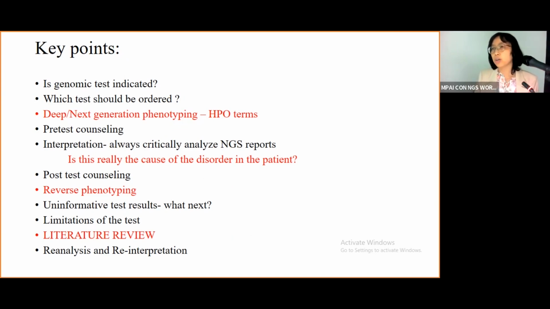Reverse phenotyping is a very good learning point for almost all disorders, because these disorders are very, very rare. You get to see only some cases in your lifetime. So you will certainly miss many phenotypic features, but once you go back to the patient, it's always there. Then once you get an uninformative test result, what next to be done, limitations of the test, you have to read. And reanalysis and reinterpretation is now an area of active research, and it is recommended now. There are consensus guidelines which say that reanalysis should be done at least every 6 months from once the report has gone to the patient.